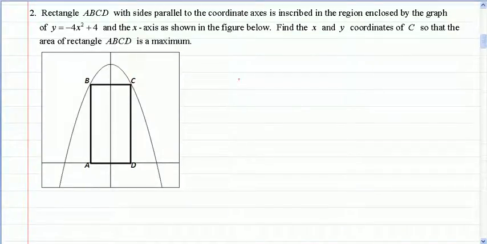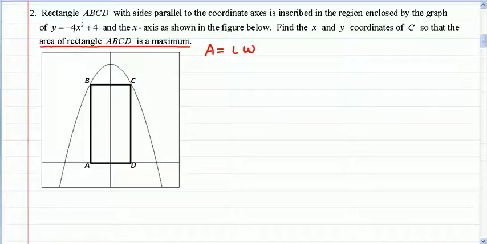For number 2, rectangle ABCD with sides parallel to the coordinate axes is inscribed in the region enclosed by the graph of y equals negative 4x squared plus 4, and the x-axis as shown in the figure below. We want to find the x and y coordinates of C so that the area of rectangle ABCD is a maximum. The area of a rectangle is length times width. So since we want to maximize the area, we'll be taking the derivative of the area.